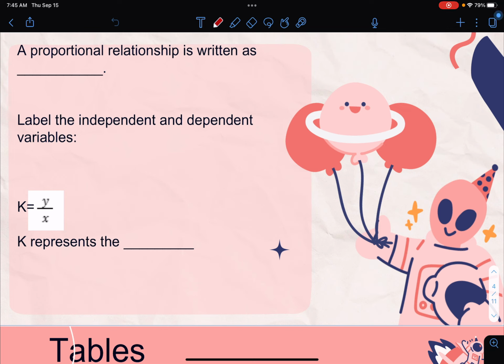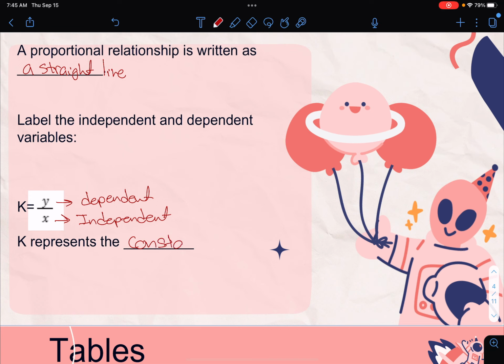It says a proportional relationship is written as a straight line. Label the independent and dependent variables. So y is our dependent, x is our independent. K represents the constant of proportionality.